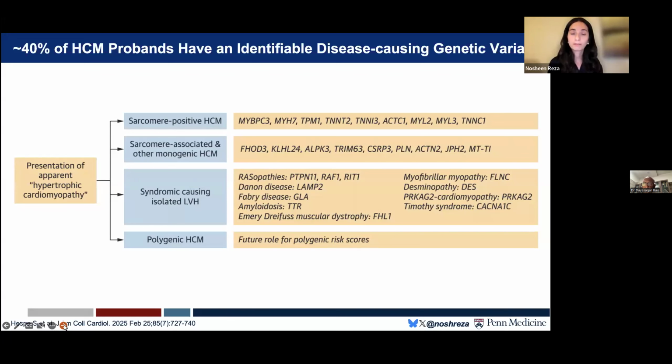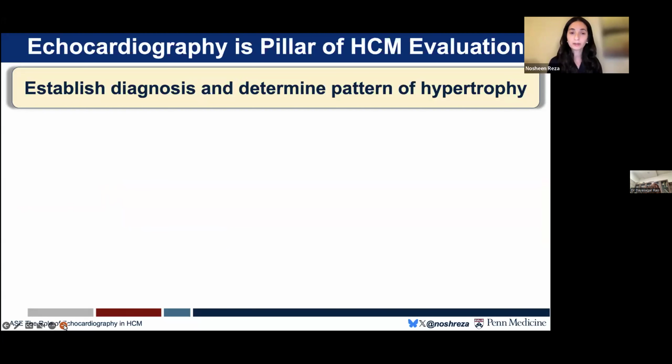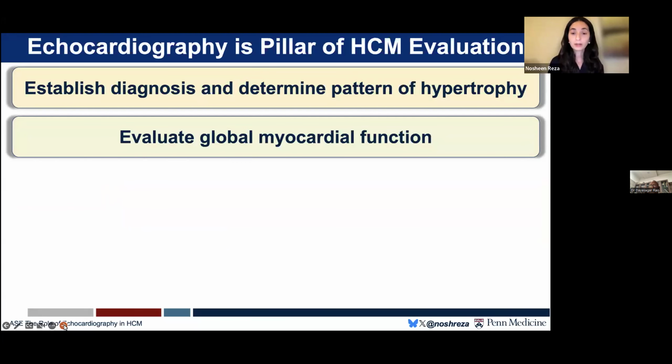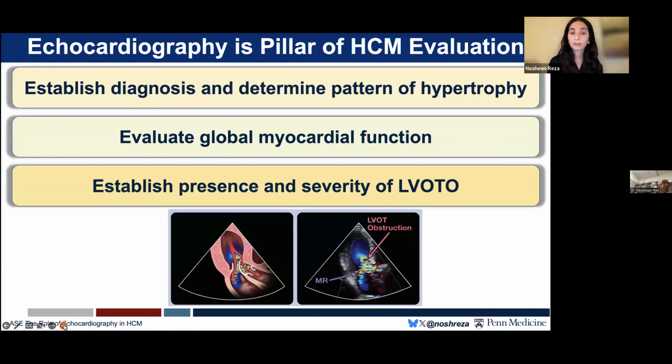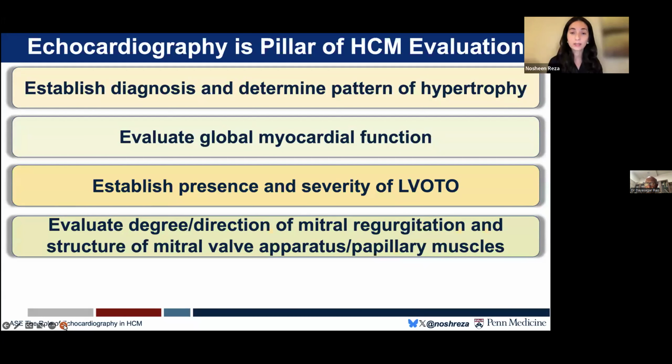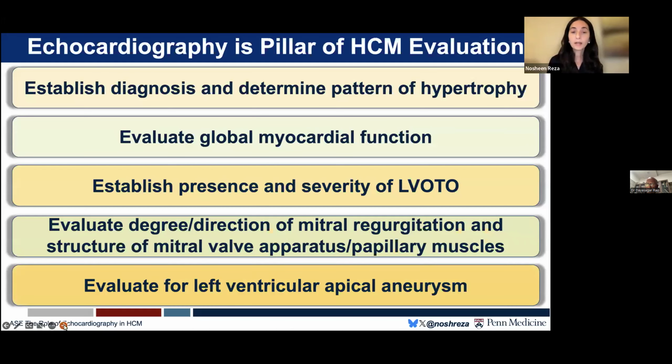So echocardiography is the pillar of HCM evaluation. We use echo to, number one, establish a diagnosis and determine the pattern of hypertrophy of the left ventricle. Number two, to evaluate global myocardial function. Number three, to establish the presence and severity of left ventricular outflow tract obstruction. Number four, to evaluate the degree and direction of mitral regurgitation if it's present, and the structure of the mitral valve apparatus and papillary muscles themselves, as this mitral valve apparatus is also often separately abnormal in HCM. And then finally, we also use echo to evaluate for left ventricular apical aneurysm.